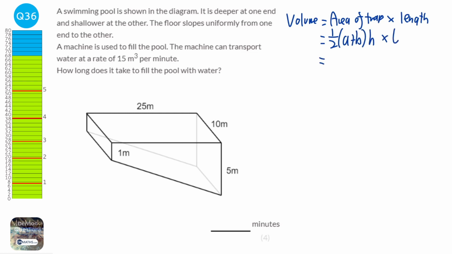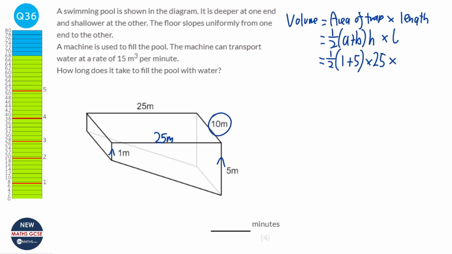Now A and B are the 2 parallel sides, which will be this one and this one, and then the H is the perpendicular line that hits both of them at 90 degrees, which is what perpendicular means, between the bases. So this will be the 25 meters here. So it's going to be half, and then we're going to add 1 and 5, times that by 25. The length is how 3D it is, so it would be that 10 there. So we're going to times that by 10, and that will give us 750. So it's 750 meters cubed.